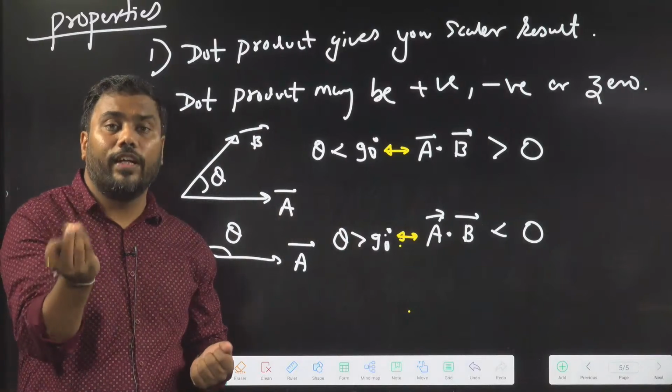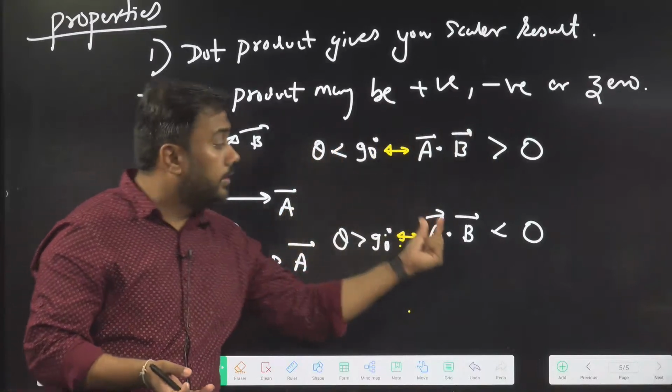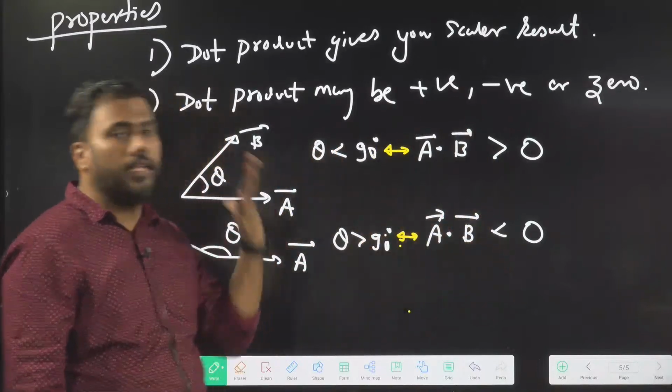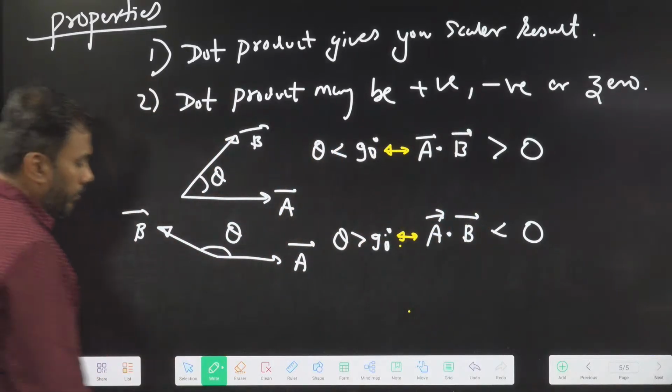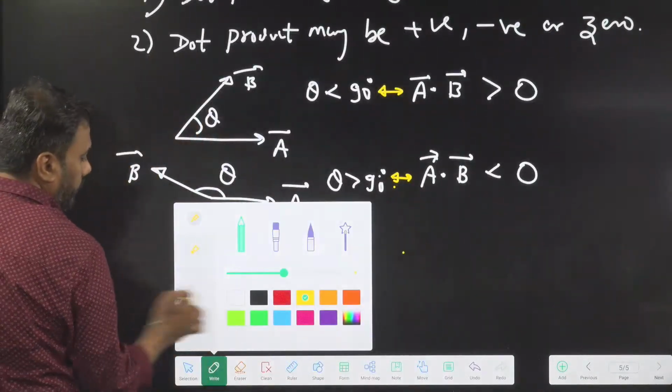So it's an easy way to know whether the angle between two vectors is less than 90 or greater than 90. Find the sign of A dot B. If the sign of A dot B is positive, the angle is less than 90. If the sign of A dot B is negative, the angle is greater than 90. Clear? But what will happen if the angle is exactly 90?